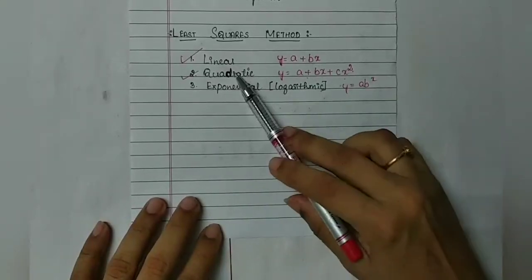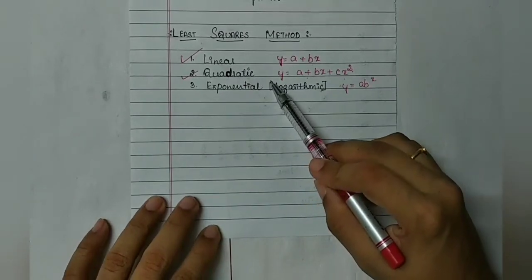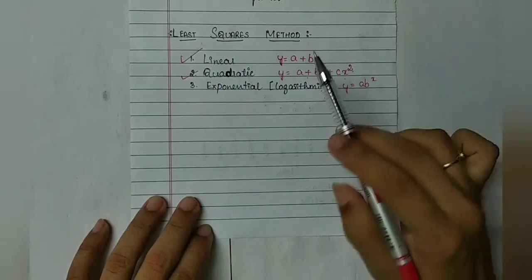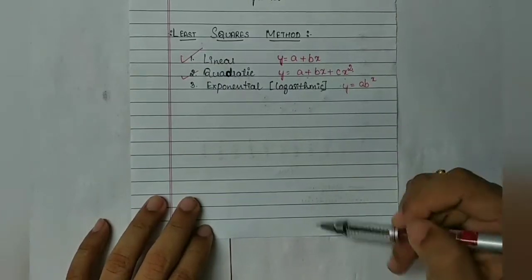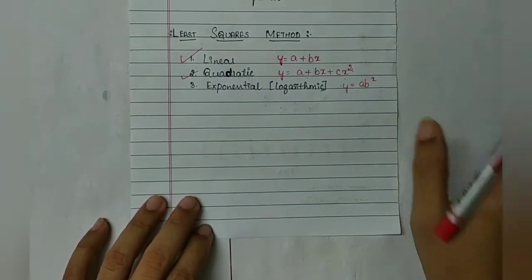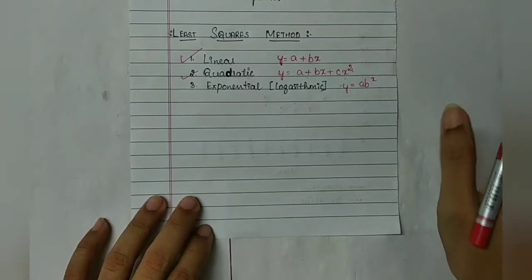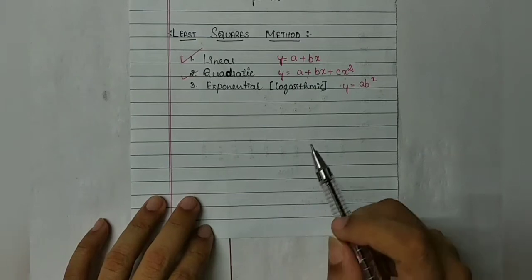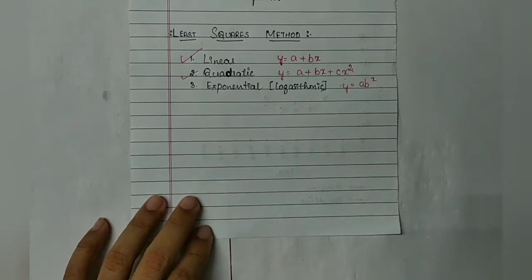So now let us start with quadratic. Here also summation x will be 0. It is applicable for all the three methods. So summation x must be 0. So let us start with our quadratic now. Please go through the question first.